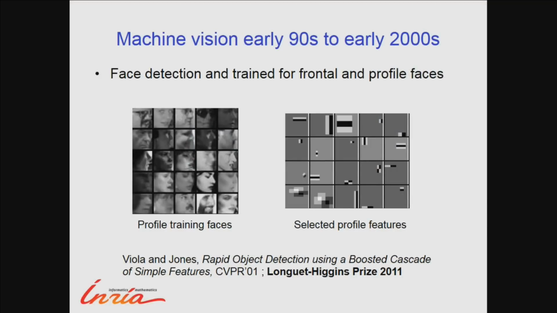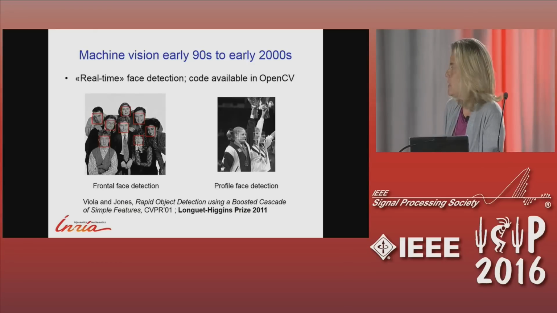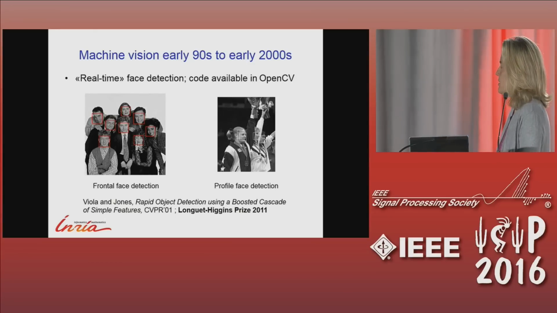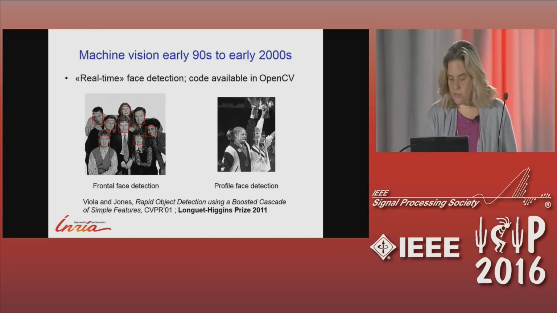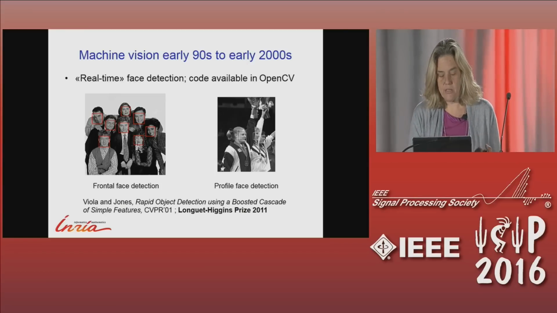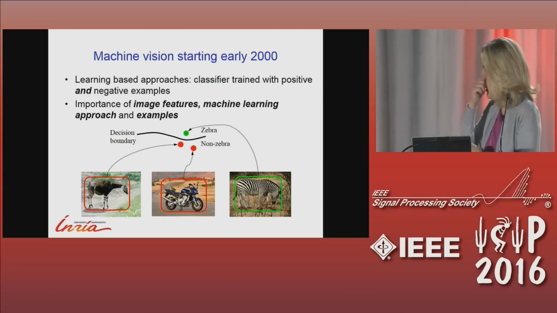And here, if you look at the features which were selected for the profile detector, you can see that these are kind of characteristic regions on these profile images which allow us to detect or to say if this patch contains a face or not, right? So what they could do then is to detect faces in an image in almost real time, okay? So this was one of the first approaches which used machine learning in combination with features.